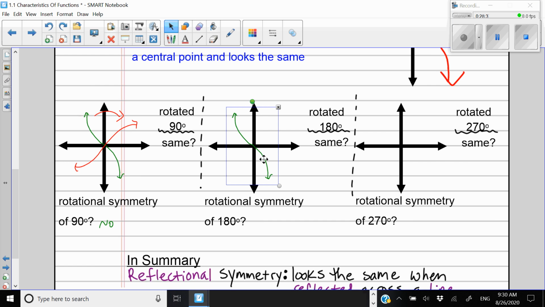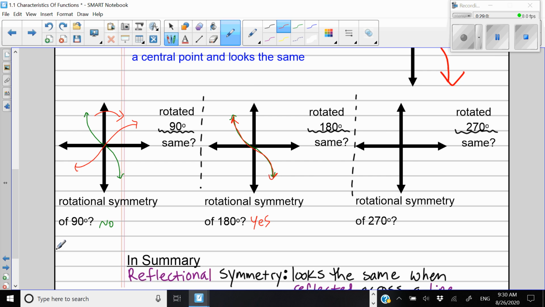This time I'm going to rotate this for 180 degrees. 180 degrees is going to be like this, and as you see, it's going to look exactly like what it was before. So I can say yes, this one has a rotational symmetry of 180 because as I rotate this, the rotated shape is going to look exactly the same as it was before.